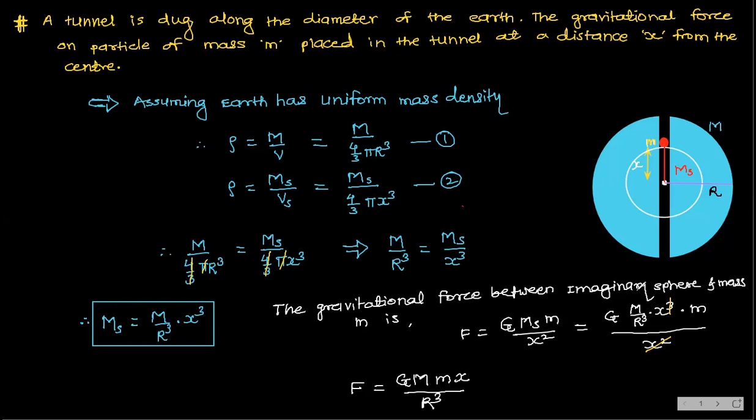Yes. Because you see, if you write G M x cube into small m divided by R cube into x square, the x square and x cube will get cancelled. No, R did not cancel. X square and x cube I have cancelled. Okay. Right. Understood. Check it once.